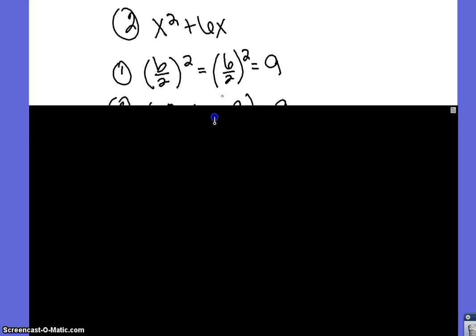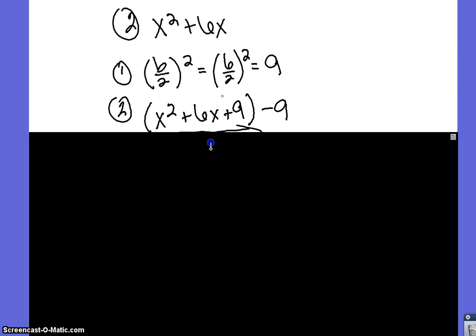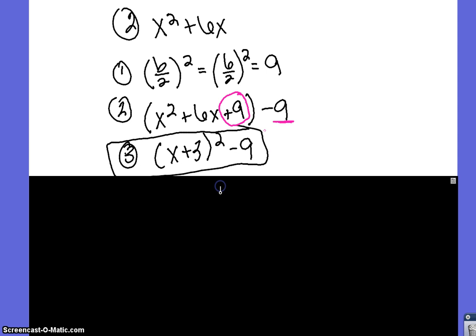So when you go back and you put it in the original equation, look what happens. Now it becomes my c term, but remember, whatever I do over here, so if I add 9 to make my trinomial, I have to subtract 9 to keep my equation balanced. So from here, I'm just going to change my trinomial back into a binomial. So that's where I get my x plus 3 squared.